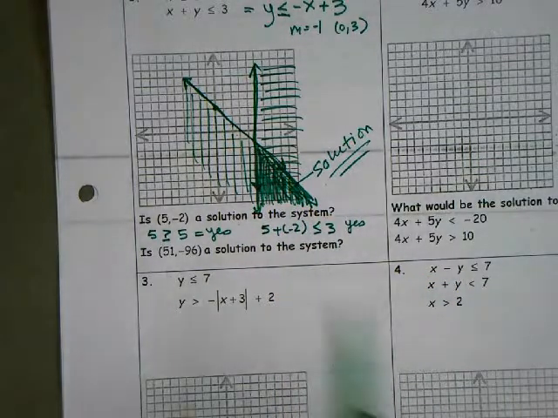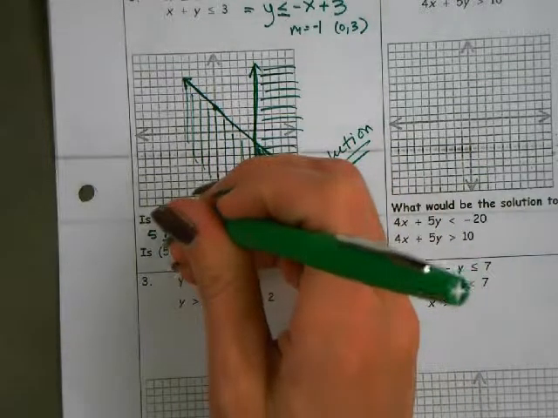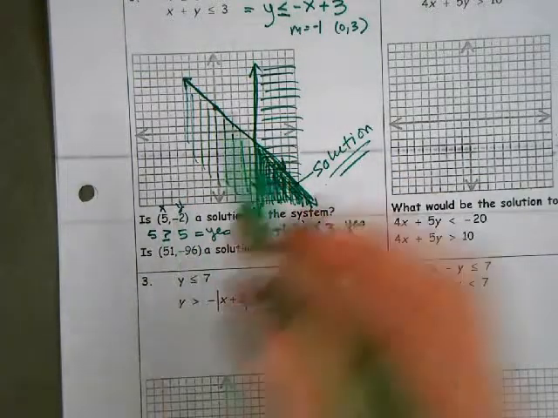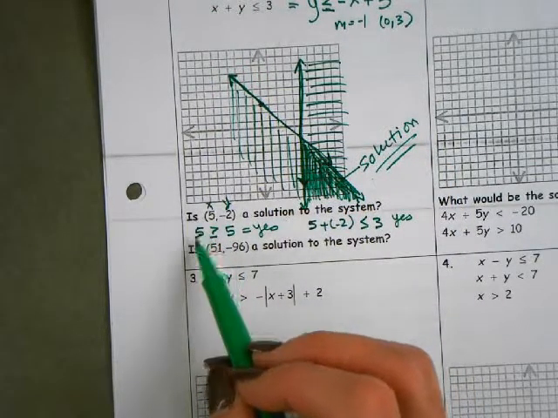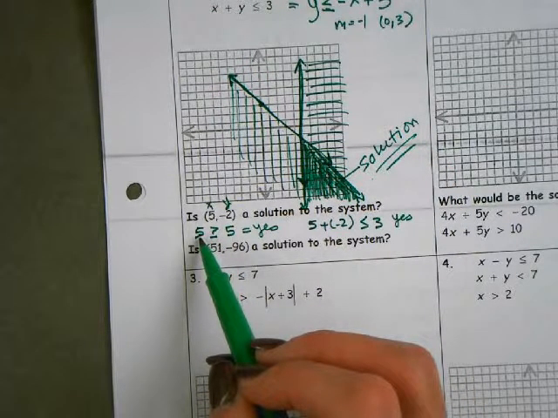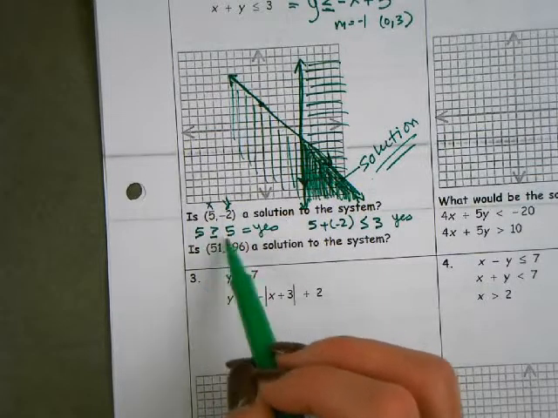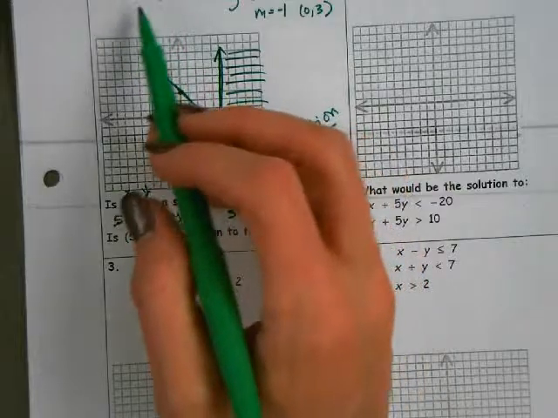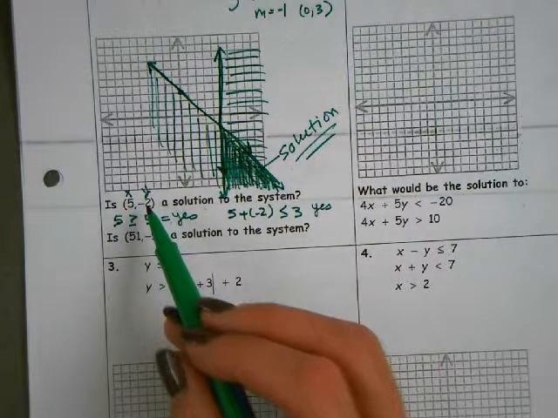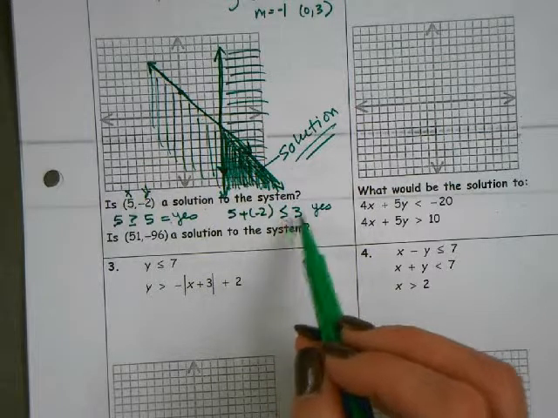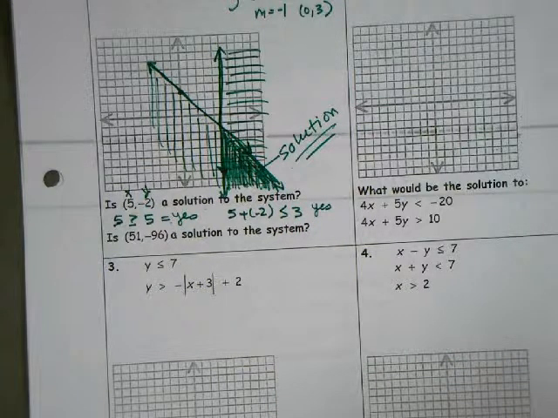How did you plug it in again? I just took the value, this is the x value and that's the y value, and I plugged them into each one of these equations. Since there's no y in the first one, I just did the x value. I put in 5 for x, and it's greater than or equal to 5, and that is true, so it's yes. On the second one, it's x plus y, so I did 5 plus a -2 using the x and y values there. And then that is less than or equal to 3, so that is yes.